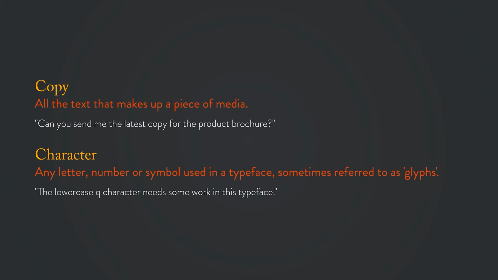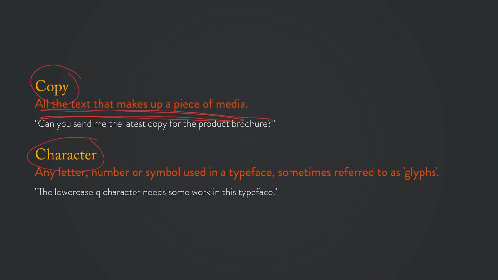Some more pieces of general terminology then. Copy. When somebody refers to copy, they're usually talking about all of the text that makes up a piece of media. For example, someone might say, "Can you send me the latest copy for the product brochure?" And that would mean every single piece of text in there that makes up the entire document.